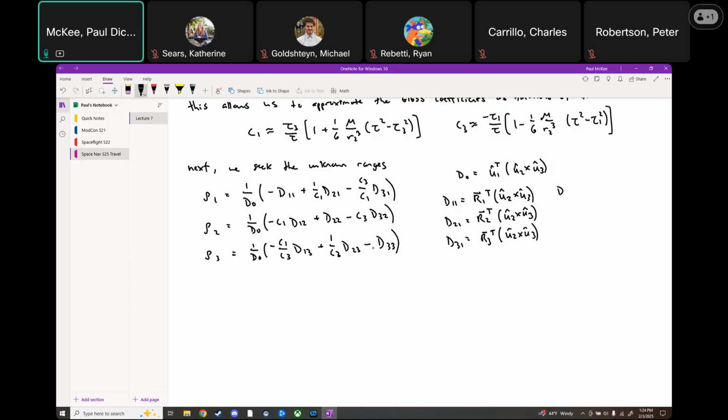And we've got D12 is R1 transpose u1 crossed u3. You can guess how this is going to work out. And then D13 is R1 transpose, maybe you see the pattern here already, u1 cross u2.